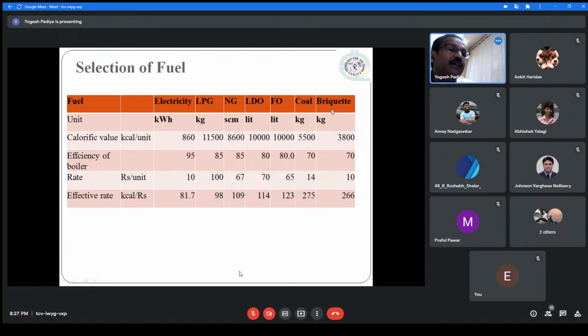Similarly for briquette. So guys, don't feel that coal or briquette are bad. Many industries are still opting for coal and briquette because it is a much less costly fuel as compared to LPG.